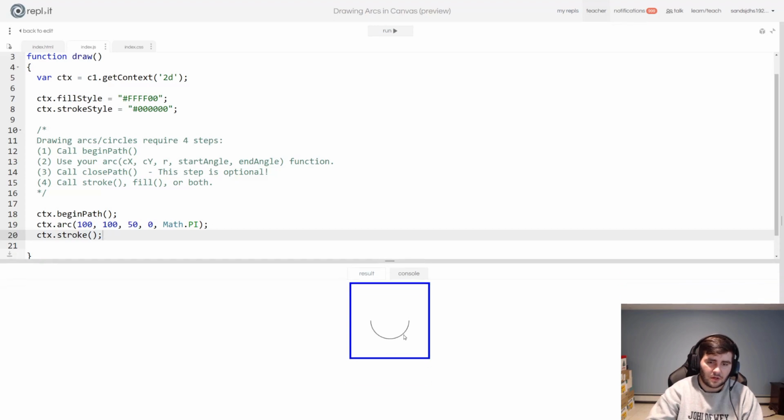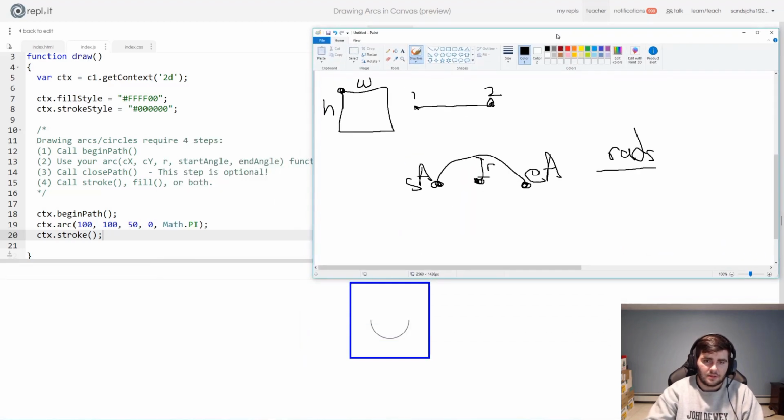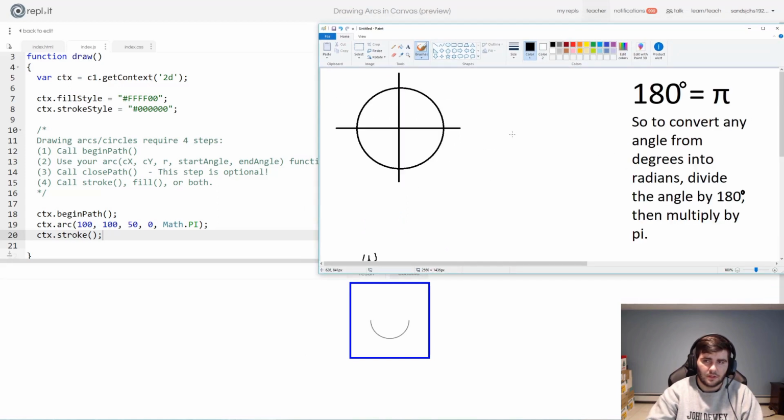And here you get this arc that looks like a smiley face. Okay, so let's discuss why this happens. All right. So, when you're drawing arcs, it's really useful to understand essentially how the unit circle works, or at least how it works in Canvas.